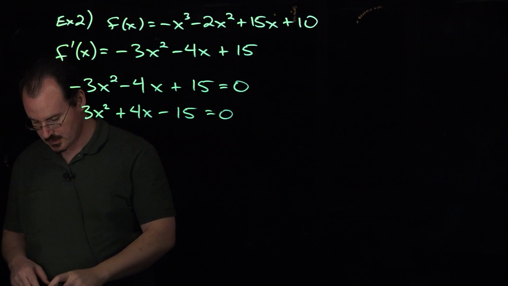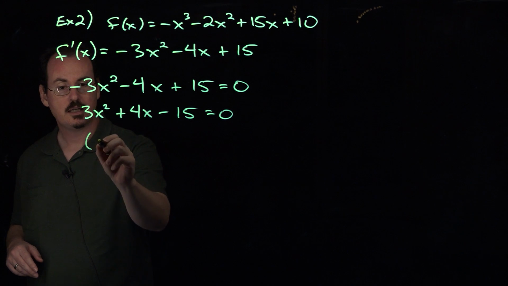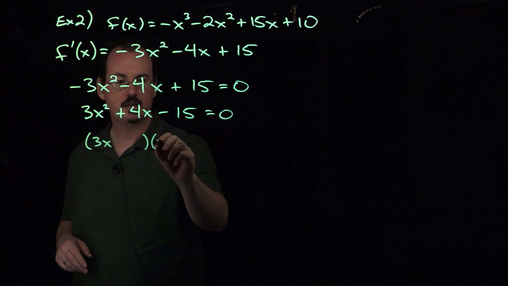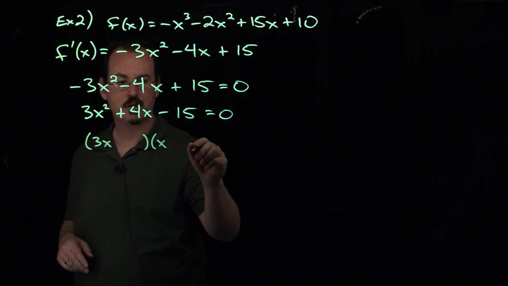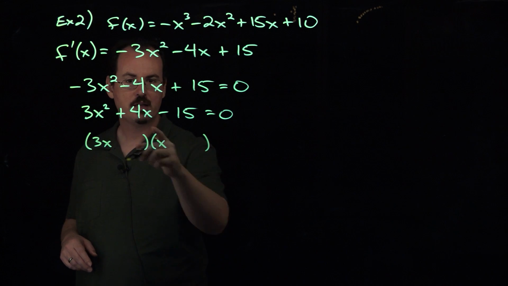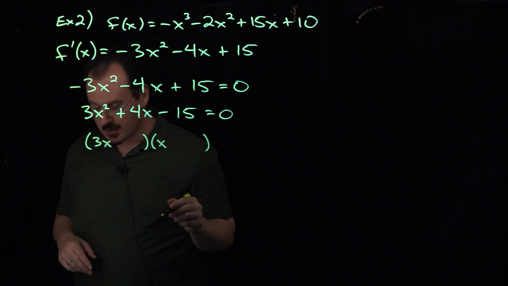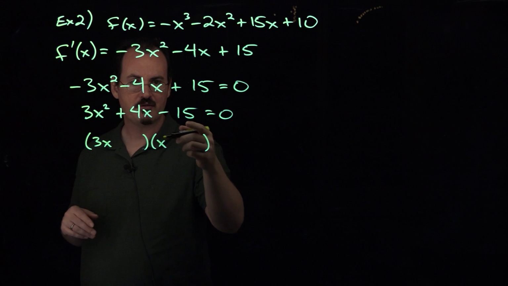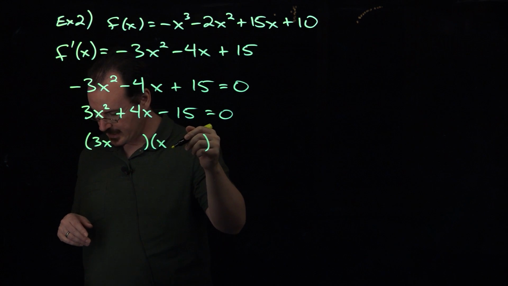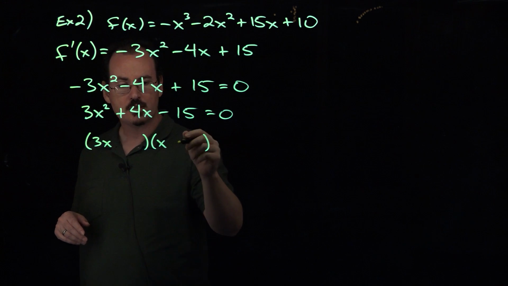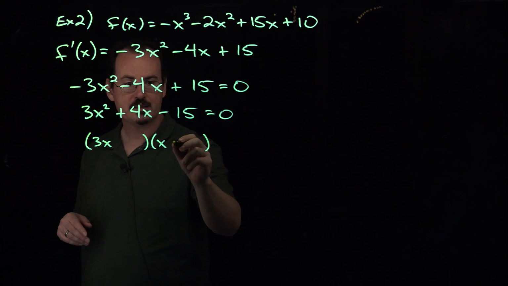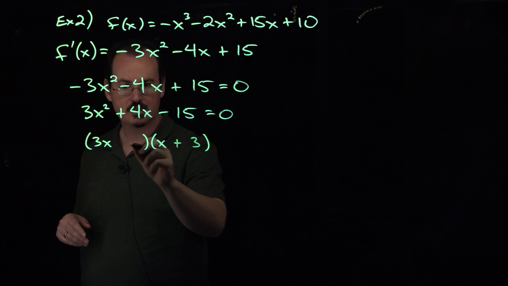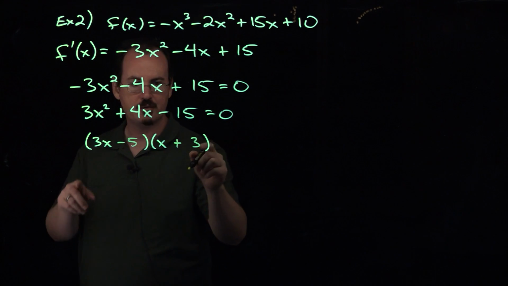So what we're going to find is that this factors to be, let's see, we're going to get a 3x here and an x here. That's what's going to get us the 3x squared. And then we've got 15, and we have to end up with 4 there. So probably we're going to have some combination of 5 and 3, and we'll just have to guess it and check it and make sure that it works. So let's put a plus 3 here, and let's put a minus 5 here and see what happens.